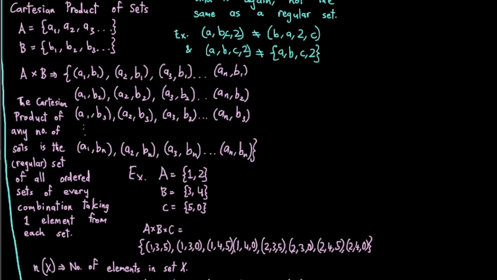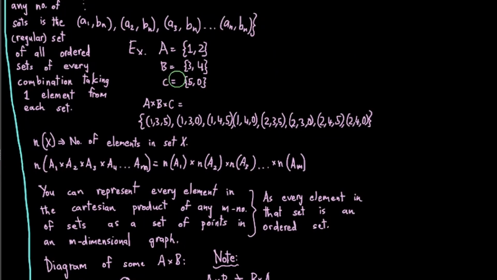Note, this looks like matrices, but it's definitely not matrices. Don't confuse it with that. The Cartesian product of any number of sets is the set of all ordered sets of every combination taking one element from each set. What do I mean by that? For example, A is equal to {1, 2}, B is equal to {3, 4}, C is equal to {5, 0}. Taking A into B into C, we get the set of the ordered sets (1,3,5), (1,3,0), (1,4,5), (1,4,0), (2,3,5), (2,3,0), (2,4,5), (2,4,0). It's just going through every possible combination.